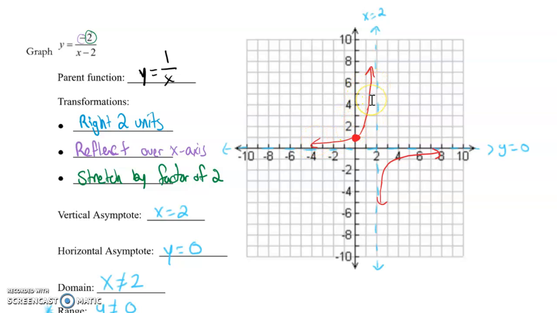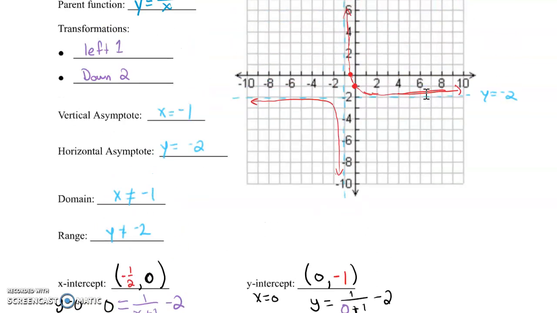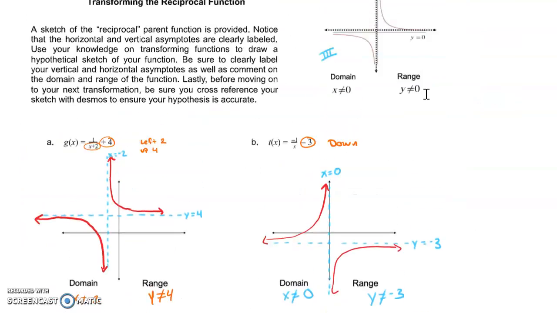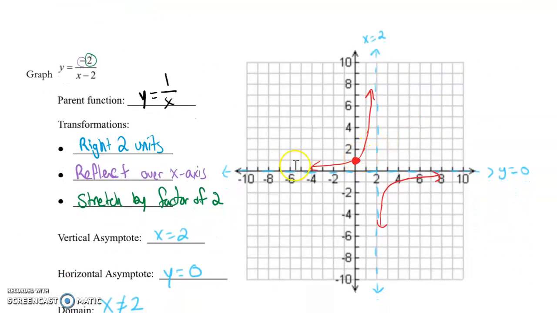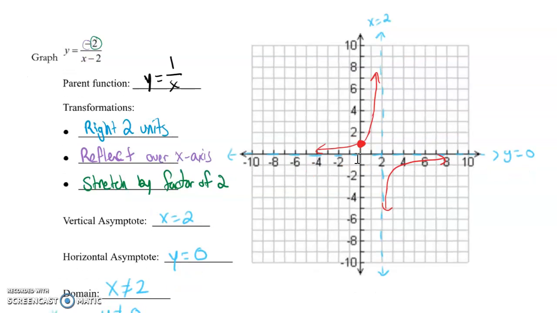And it's reflected over the x-axis. So it's not in the same sort of quadrants that our previous function was in, or that our parent function is in. And we can see that evidenced, this reflection, based on where that intercept is.